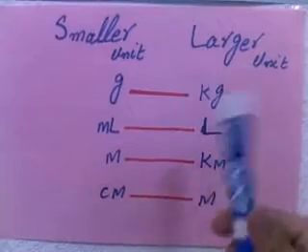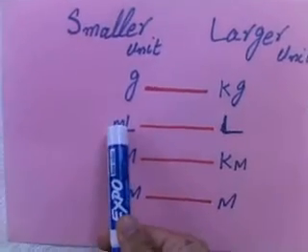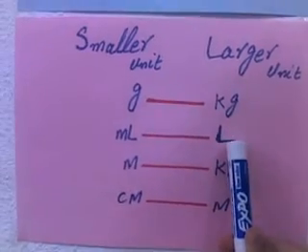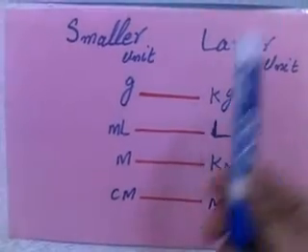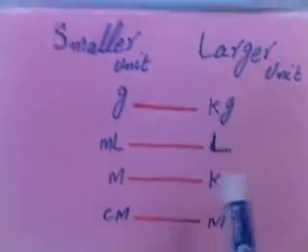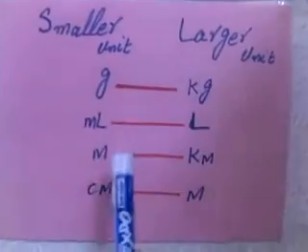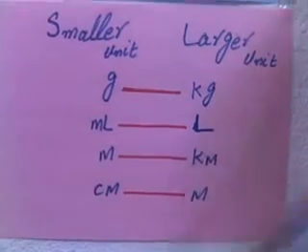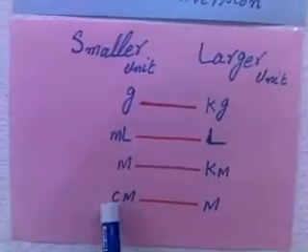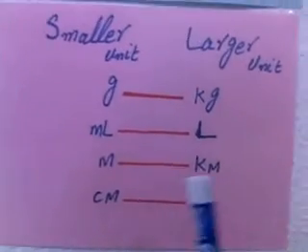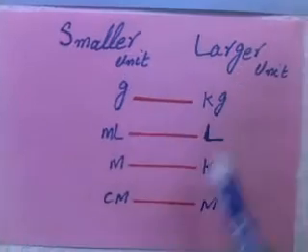Like this, 1 liter and 1 milliliter. So 1 milliliter is smaller than 1 liter, and 1 liter is larger than 1 milliliter. 1 kilometer is larger than 1 meter, and 1 meter is smaller than 1 kilometer. Put 1 with both 1 centimeter and 1 meter. So definitely 1 centimeter is less than 1 meter. Again, this is very important.